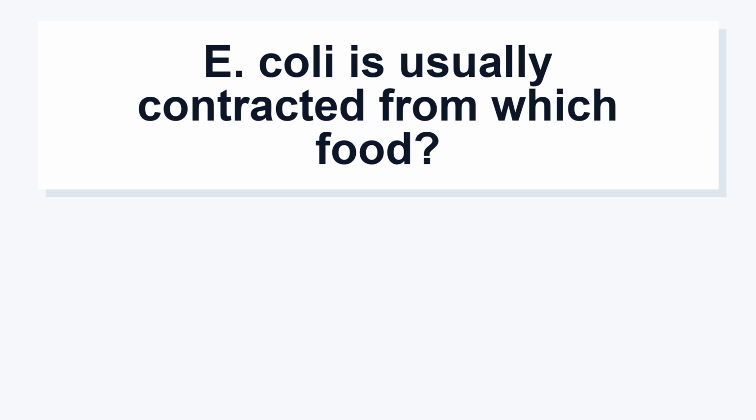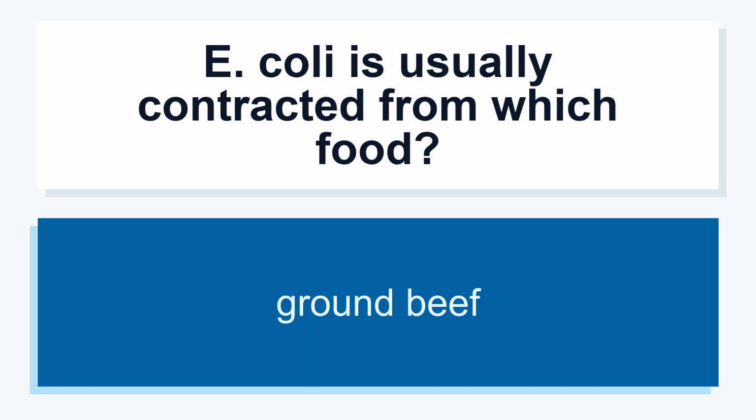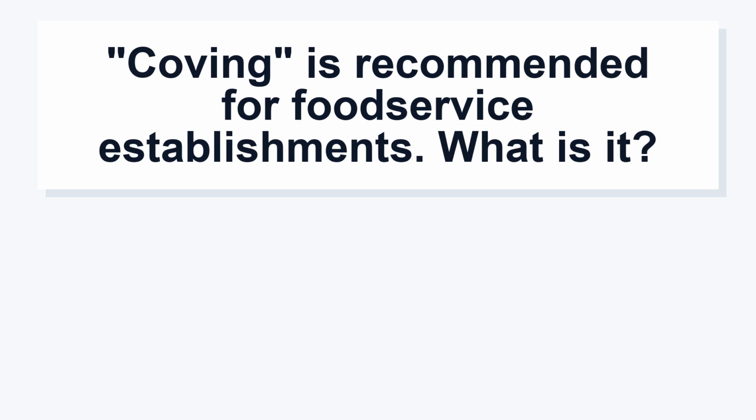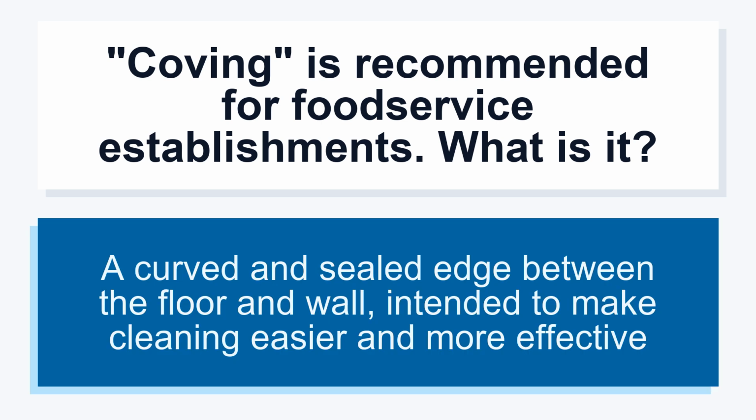E. coli is usually contracted from which food? Ground beef. Coving is recommended for food service establishments. What is it? A curved and sealed edge between the floor and wall, intended to make cleaning easier and more effective.